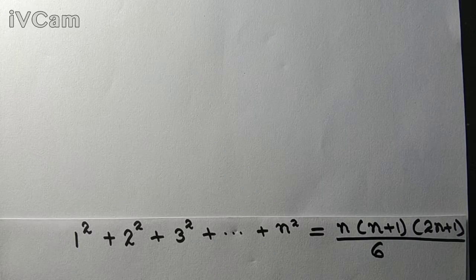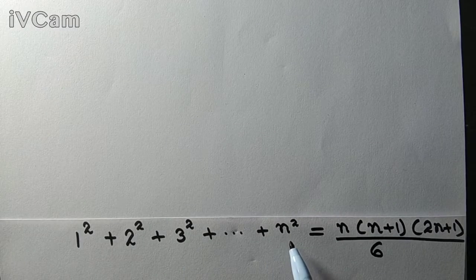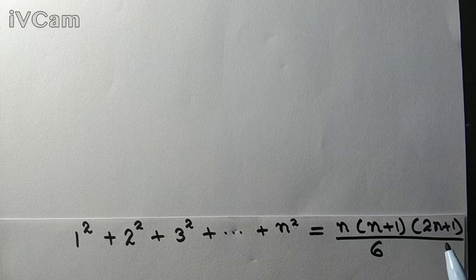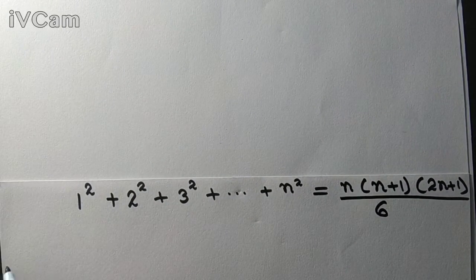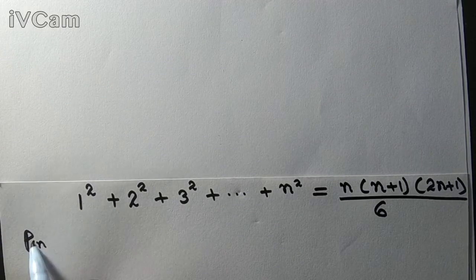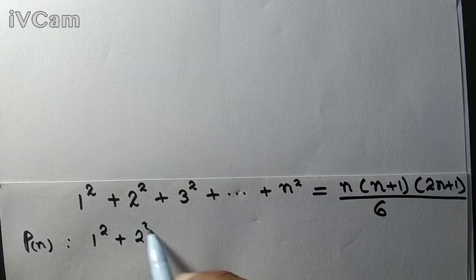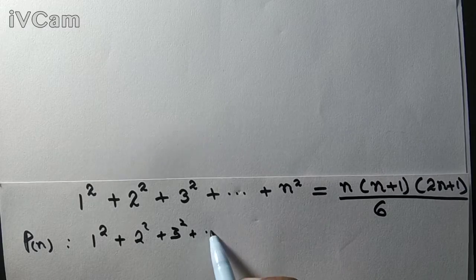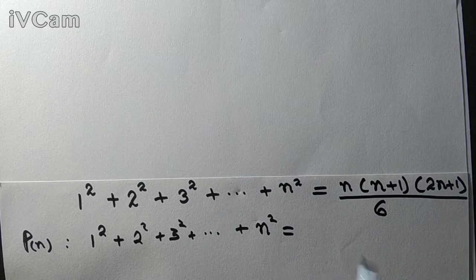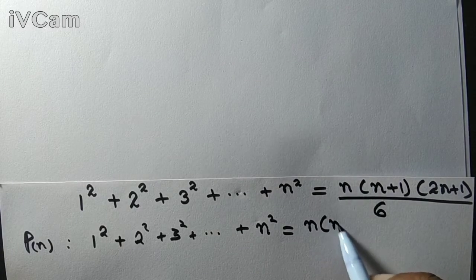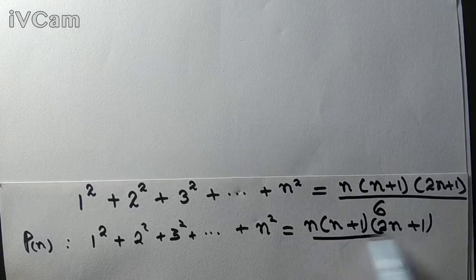Let us prove by mathematical induction that 1 square plus 2 square plus 3 square plus dot dot dot n square equal to n into n plus 1 into 2n plus 1 by 6. For that purpose, we define Pn to be a statement. Let Pn be the statement 1 square plus 2 square plus 3 square plus dot dot dot plus n square equal to n into n plus 1 whole thing into 2n plus 1 by 6.